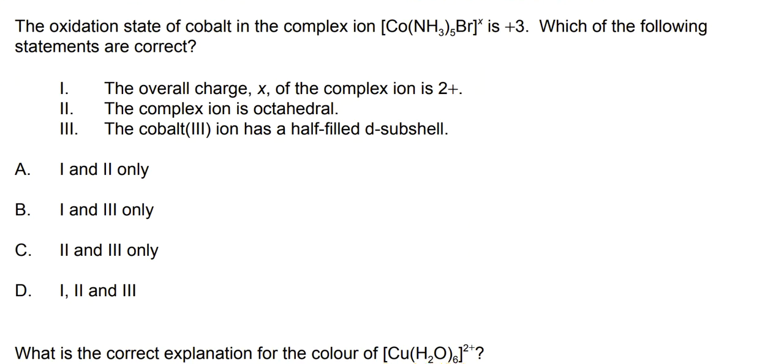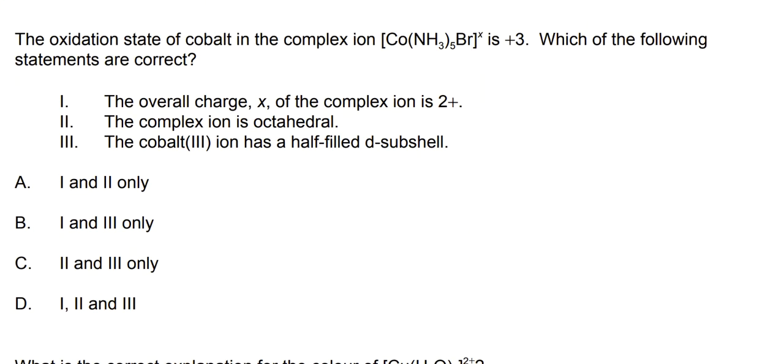The oxidation state of cobalt in the complex ion is +3. Which of the following statements is true? Okay, so this is 3+, Br is going to be minus, and NH3 is neutral. So the overall charge is going to be +2, that's correct. The complex ion is octahedral. Let's see, so we have 6 different ligands, so that's correct. The cobalt 3+ ion has a half-filled d sublevel.